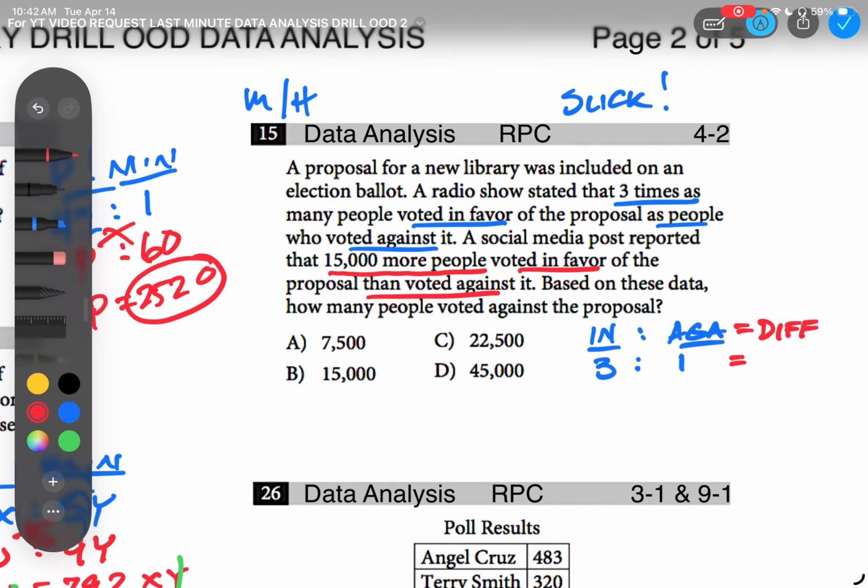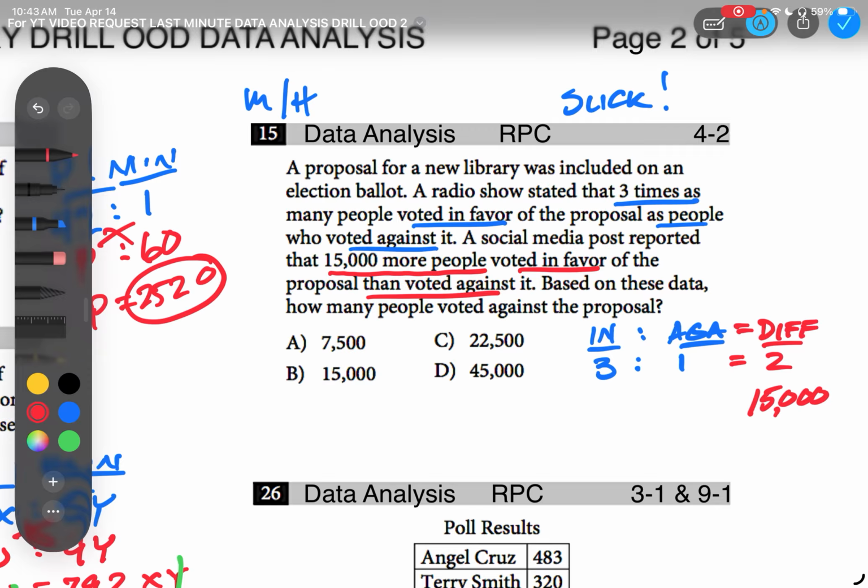So it's 3 minus what equal to? It is equal to 2. That is the same thing. That's 2 more people voted in favor of the proposal than voted against it with the ratio. But if an actual 15,000 more people voted in favor of it, now you have your ratio set. You have the ratio 3-to-1, the difference is 2.